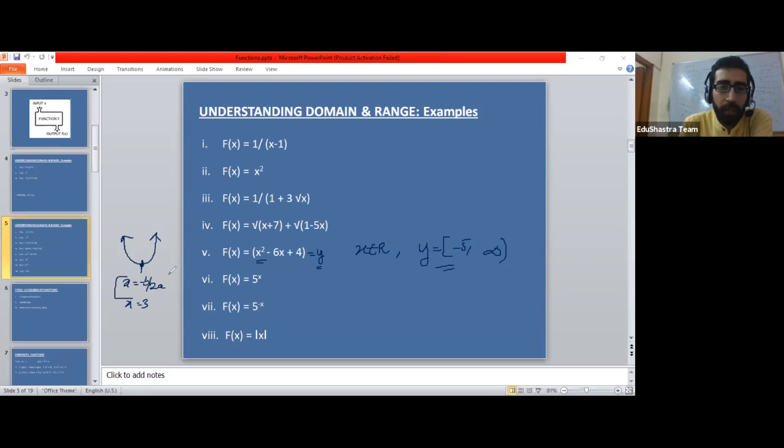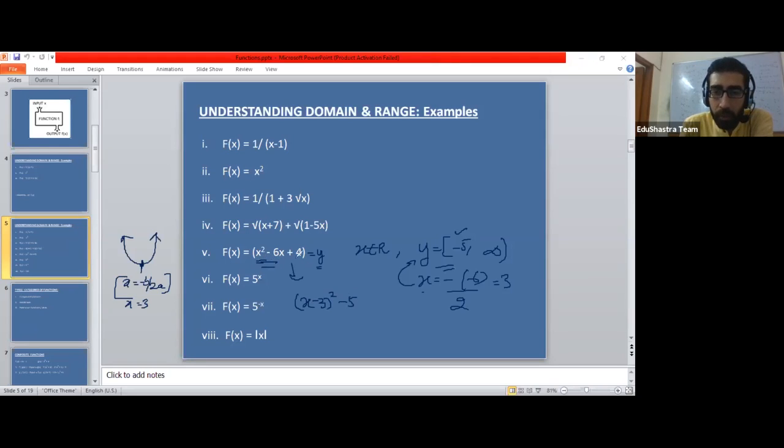At x equal to minus b by 2a, minus of minus 6 by 2 into 1, which is 6 by 2, x equal to 3. The value of y is minimum. Put x equal to 3 in this function, and you get y equal to minus 5. This is the minimum value. The reason x equal to 3 gives the minimum value is because this quadratic function x square minus 6x plus 4 can be represented as x minus 3 whole square minus 5.